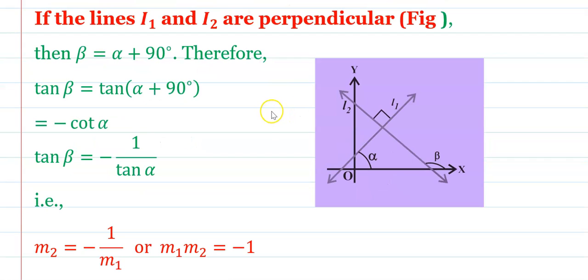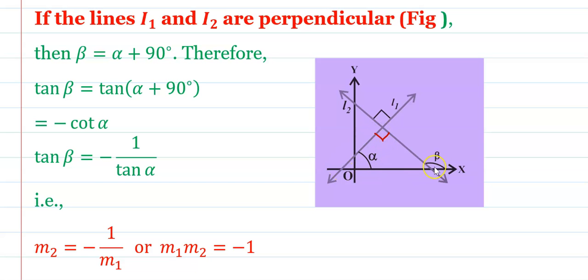Now the condition for perpendicularity. If the lines L1 and L2 are perpendicular to each other, this is the line L1 and this is the L2. The angle between them is 90. But one thing is that the line L1 makes an angle of alpha with the x-axis, and L2 makes an angle of beta with the positive direction of the x-axis. Now from the geometry, this is also 90 degrees. They are vertically opposite.